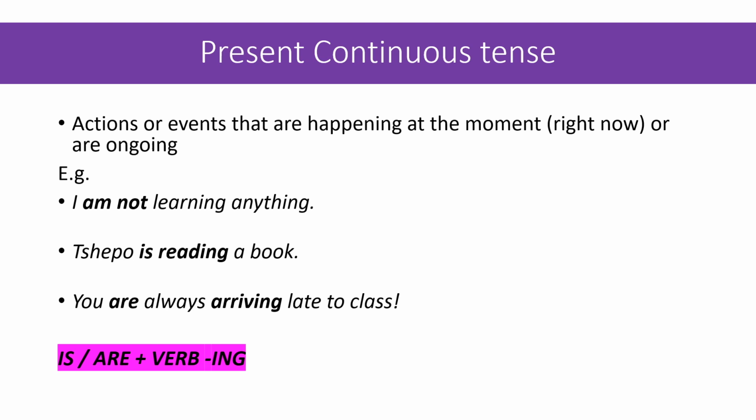Now let's look at the present continuous tense. These are actions or events that are happening at the moment right now or are ongoing. So you can say, I am not learning anything. Seppo is reading a book. You are always arriving late to class. A way to remember the present continuous tense is am, is or are plus your verb and ing.